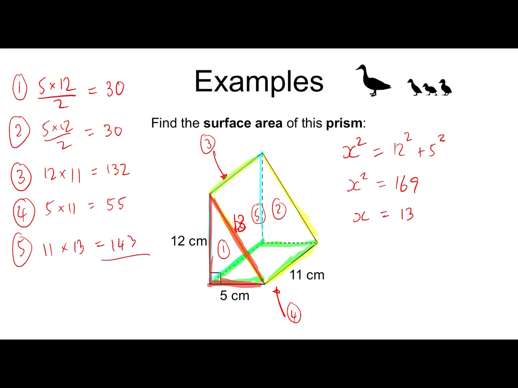Now to find the surface area, all I have to do is just add everything together. So 30 plus 30, that's two of my faces, plus 132 is a third face, plus 55 is a fourth face, plus 143 is the fifth face. So the final answer is 390 centimetres squared, because it's an area, not cubed, not a volume anymore, it's squared. You can now tell me what that is in millimetres squared or metres squared. Remember what the conversions are, okay?